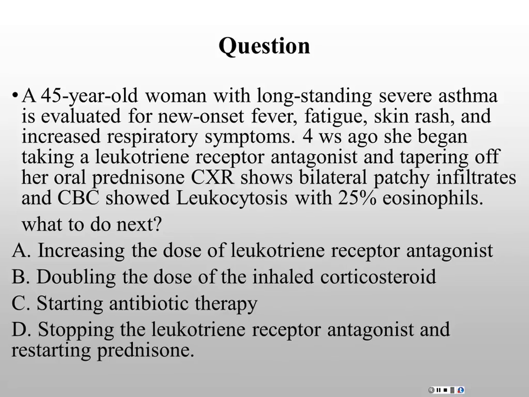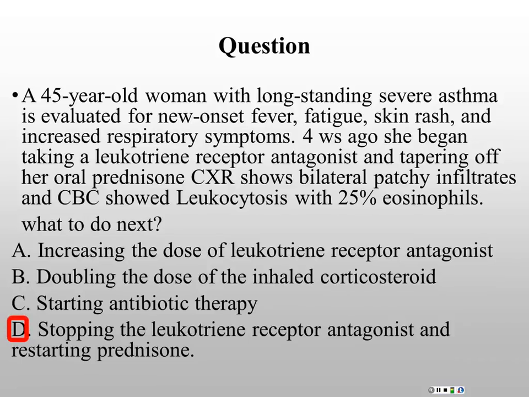Another question: a patient with long-standing severe asthma is evaluated for new onset fever, fatigue, skin rash, and respiratory symptoms. 4 weeks ago, she started taking a leukotriene receptor antagonist, tapering off her oral prednisone. Chest X-ray shows bilateral infiltrates. CBC shows leukocytosis with eosinophilia. What's the best next step? A, B, C, D.